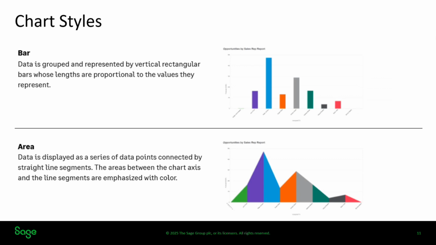Here, you might also want to use a bar chart or an area chart. Now, the bar chart, you can see, is where data is grouped and represented by vertical lines. An area chart is similar to that, where you've got your data points and you're connecting them with straight lines, but the emphasis is through the coloured segments, which really emphasize that, with the different styles that can be presented.